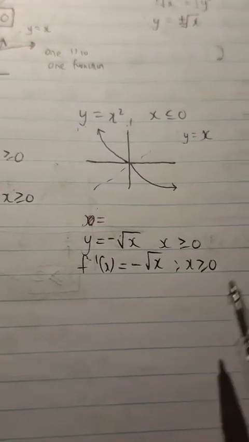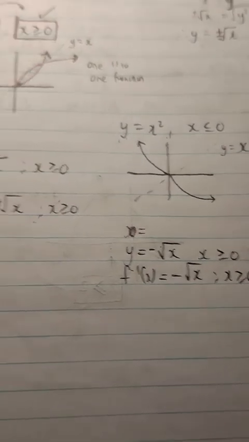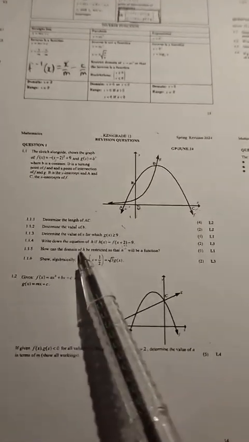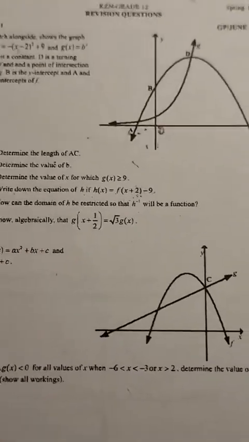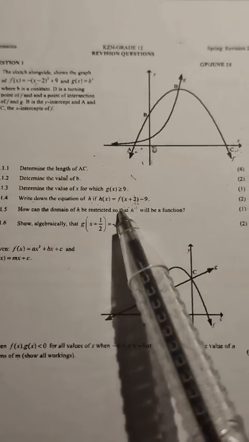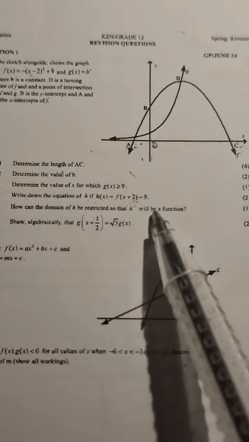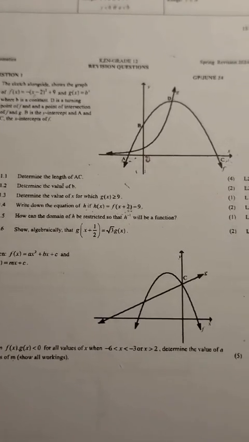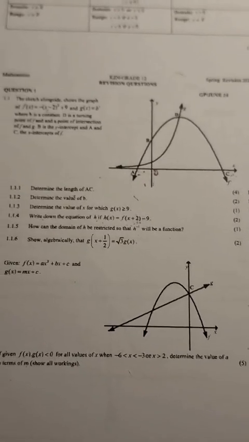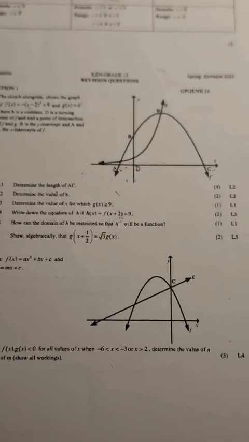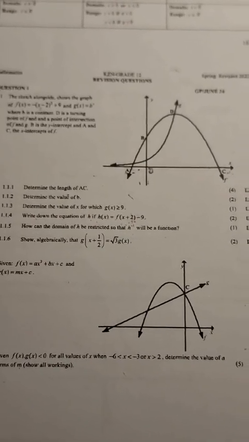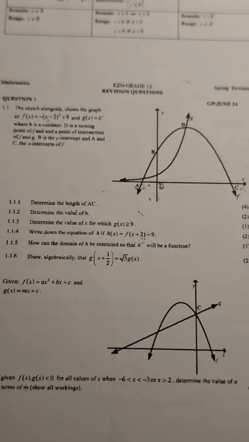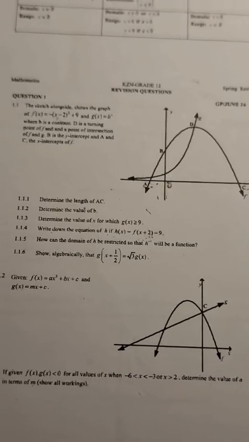I hope now we understand, and at least there's a bit more solid understanding when it comes to this: how can the domain of H be restricted so that the inverse will be a function? Are we together now, guys? We are gaining something, because it's so important. Restricting the original function so that the inverse can become a function too.